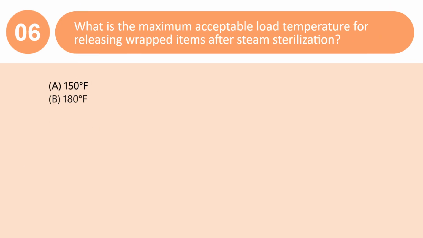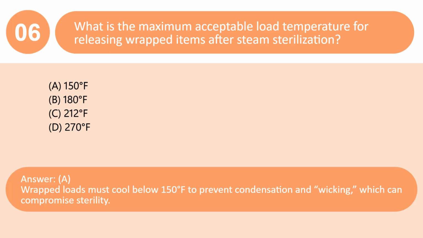What is the maximum acceptable load temperature for releasing wrapped items after steam sterilization? A. 150 degrees Fahrenheit. B. 180 degrees Fahrenheit. C. 212 degrees Fahrenheit. D. 270 degrees Fahrenheit. Answer: A. Wrapped loads must cool below 150 degrees Fahrenheit to prevent condensation and wicking, which can compromise sterility.